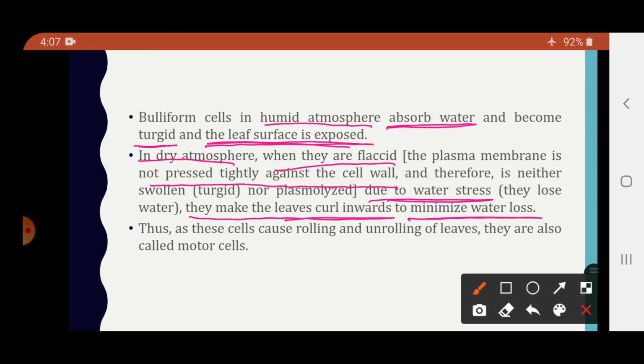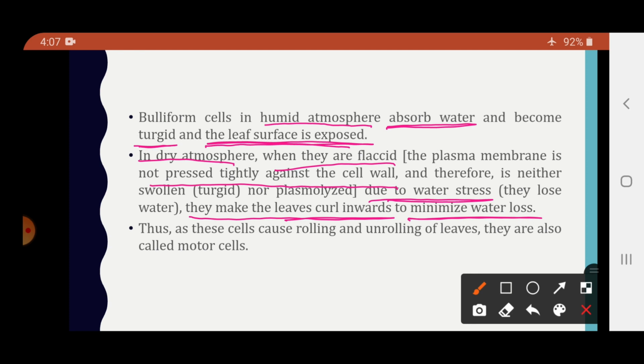And dry season में ये क्या होता है, bulliform cells water को निकाल देते हैं. सिर्फ bulliform cell में से water निकलता है. So what happens, the leaf will roll and it will curl, जिसकी वजह से leaf area कम हो जाएगा, less stomata exposed हो गए and less amount of transpiration will take place.